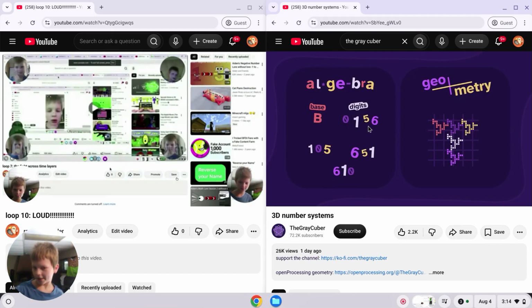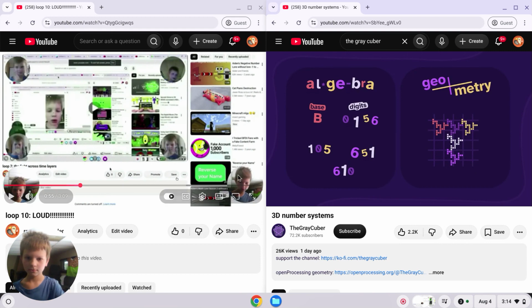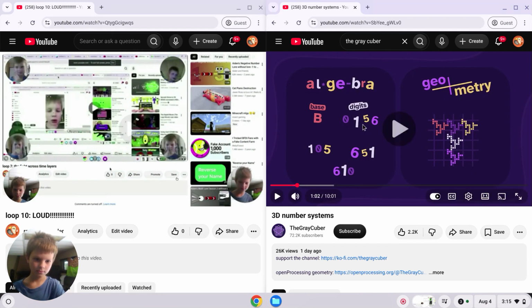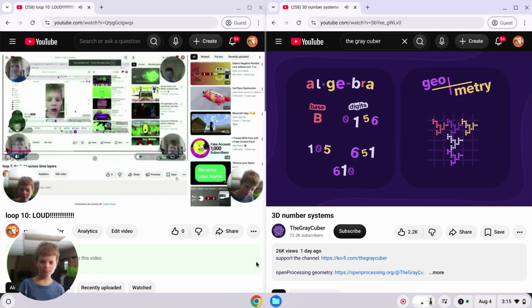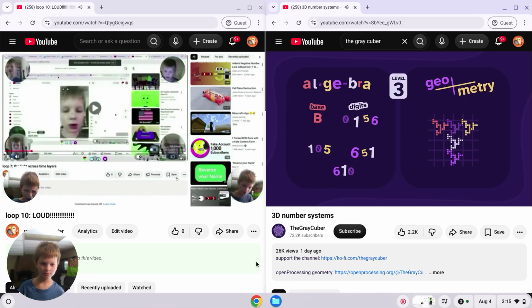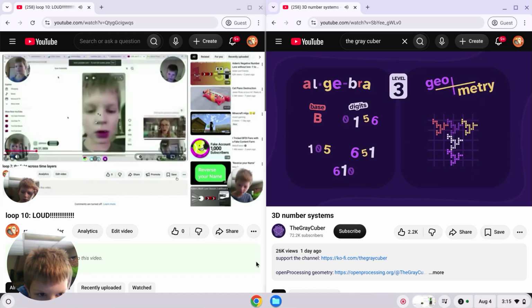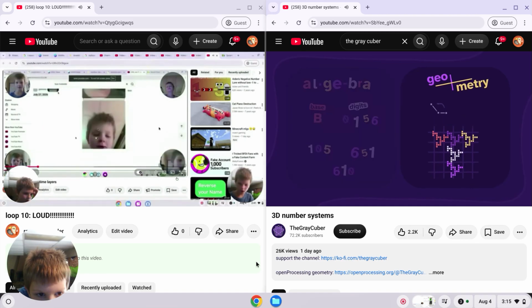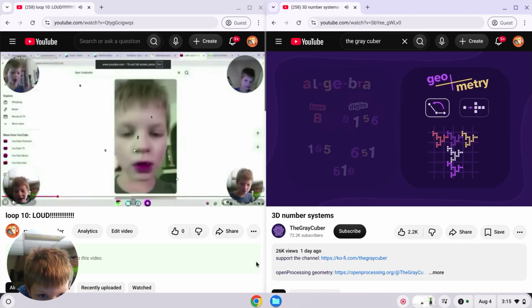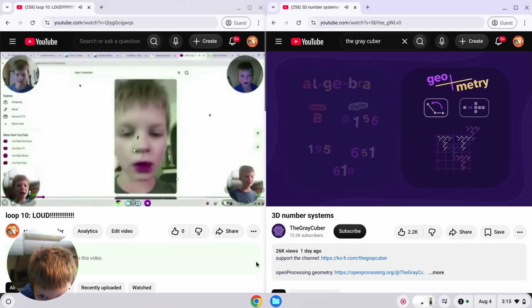Both sides are currently at level 3. I'll show you how we can upgrade them. For geometry, this shape has a transformation rule and a replication rule. So to upgrade, we just apply each rule.